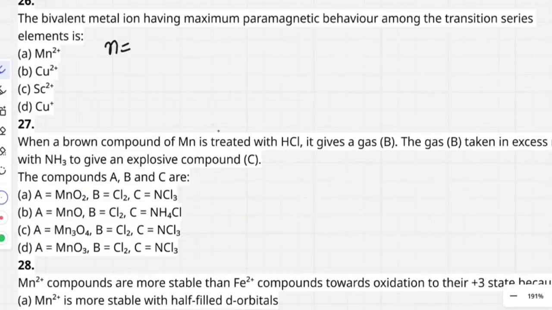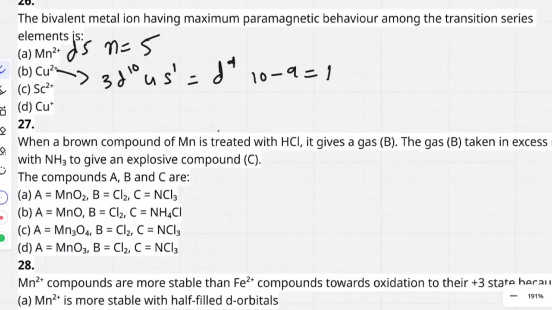For Mn2+, manganese atomic number 25, it is a d5 system. For this Mn2+, n is equal to 5. Then for copper 2+, copper has atomic number 29. For 29, it has configuration 3d10 4s1. So Cu2+ has a d9 system. So 10 minus 9, it has only 1 electron.